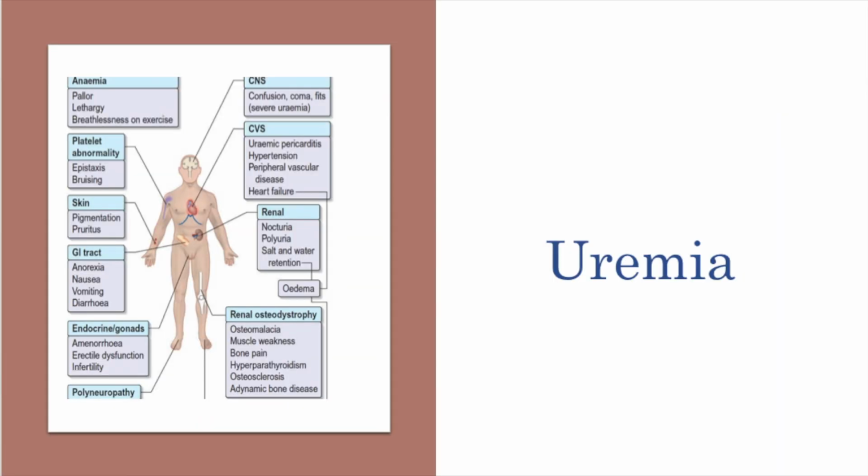A decreased GFR results in the decreased excretion of urea and other waste products. Increased levels of urea in the blood, also known as uremia, cause nausea, vomiting, loss of appetite, fatigue, neurological changes such as confusion and depression, as well as tremors and muscle cramps.